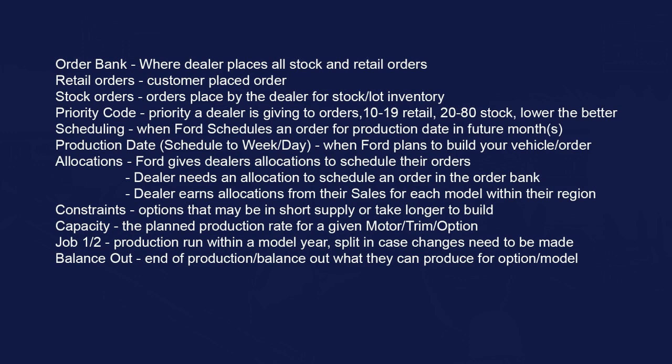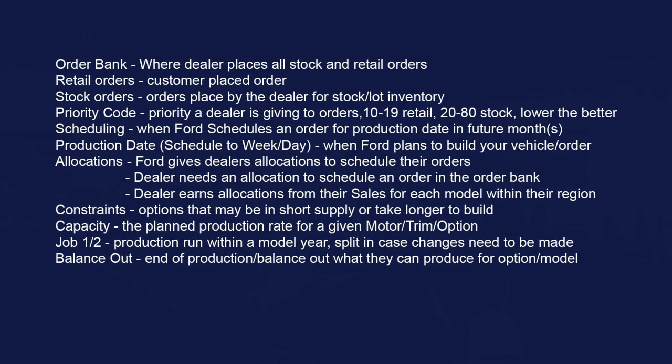Constraints, that is an option that's in short supply or may take longer to build, and for that reason it might take longer for it to get scheduled if you have those things on your order. So that's some of the constraints we'll talk about. Capacity is the planned production run for a certain motor, trim, or option. Like we know on the Maverick right now, 52% will be scheduled as a hybrid right now. 48% is EcoBoost. So we know that mix.